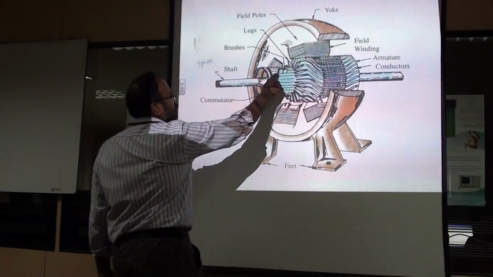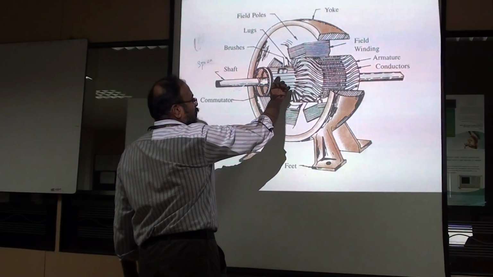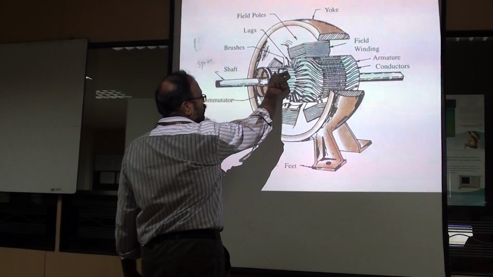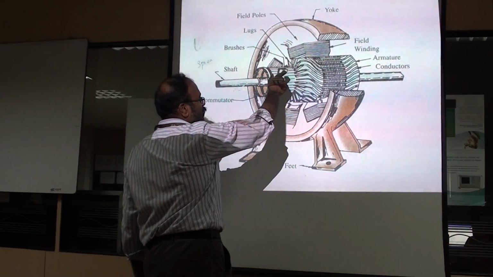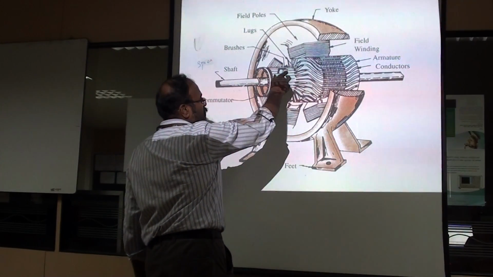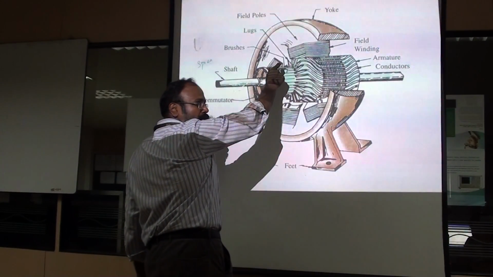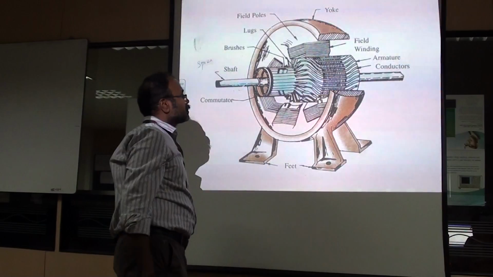And as I told, the brush is placed here. It is not fixed to the commutator. Instead, it is just placed. It is in contact with the commutator's periphery, but it is not fixed to it. It is fixed in a particular position, but not fixed to the commutator segments.